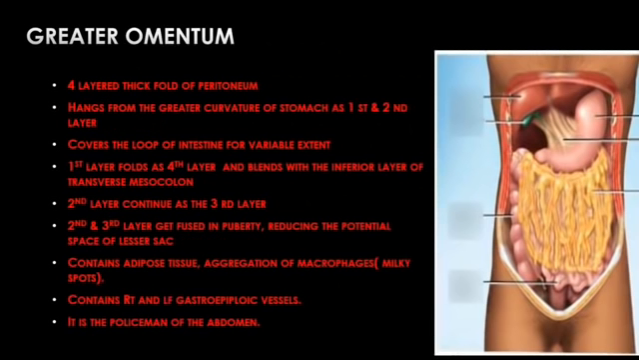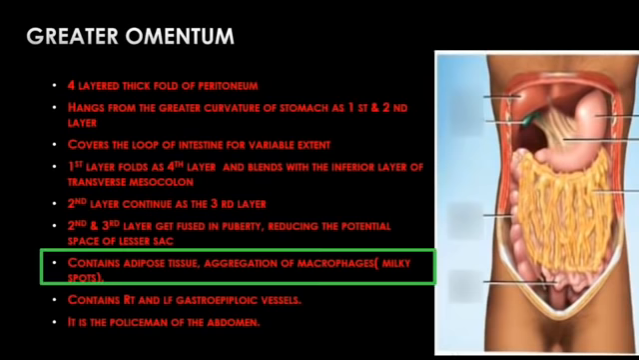So this yellow color structure is the greater omentum, which is yellowish in color because it contains adequate adipose tissue. Also it contains the milky spots. Okay, milky spots mean nothing but an aggregation of macrophages which is present in the greater omentum, and because of this only it is called as the policeman of the abdomen.